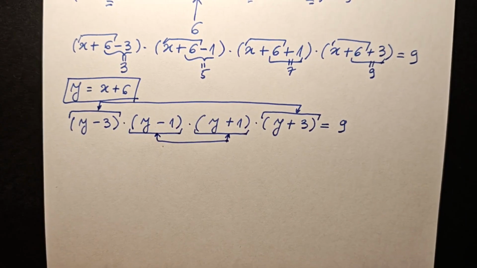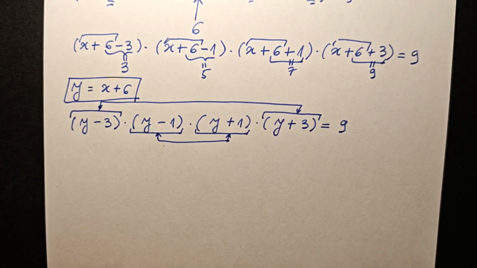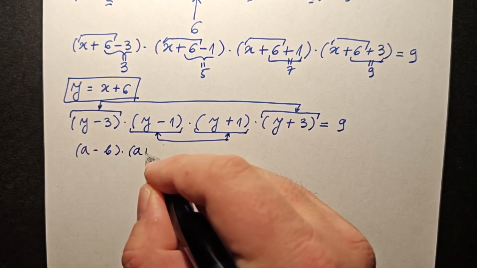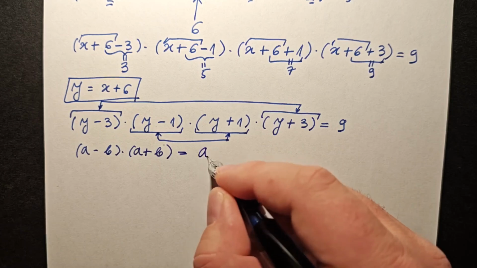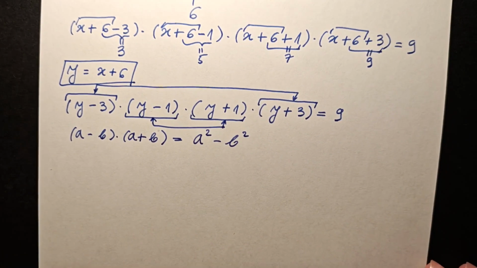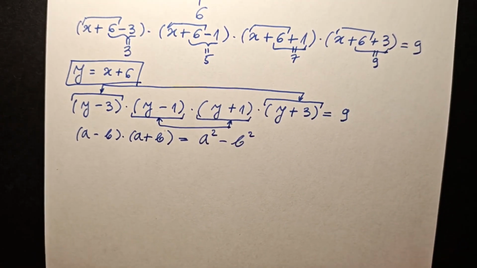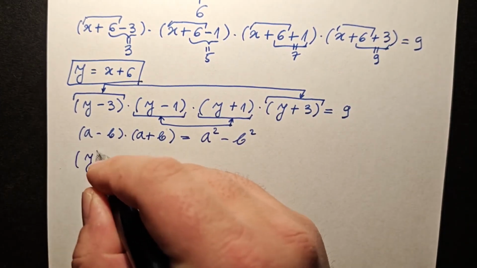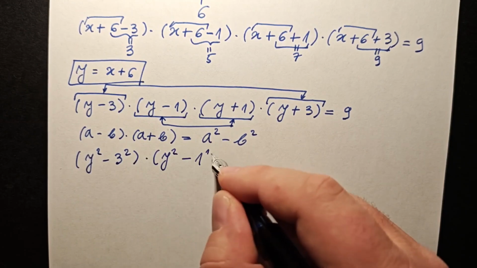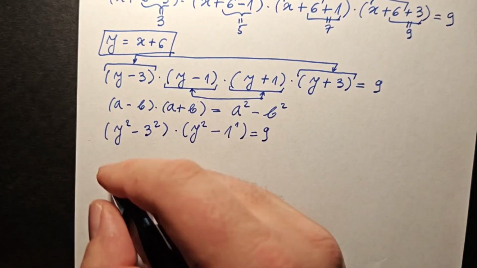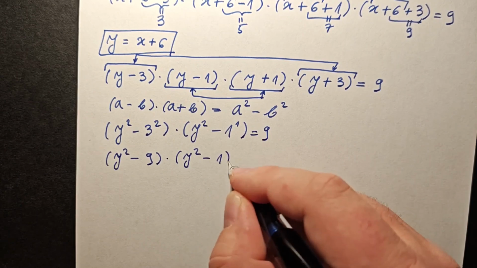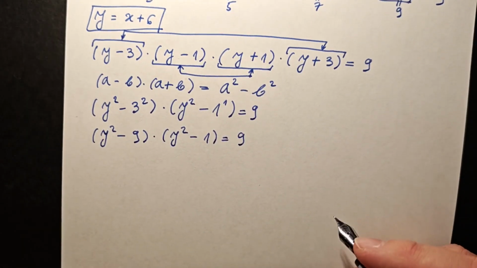Now that we have grouped these terms together in pairs, they are of the form (a - b)(a + b), and that is equal to a^2 - b^2, which is the famous formula for the difference of squares. The equation then becomes (y^2 - 3^2)(y^2 - 1^2) = 9, or (y^2 - 9)(y^2 - 1) = 9.